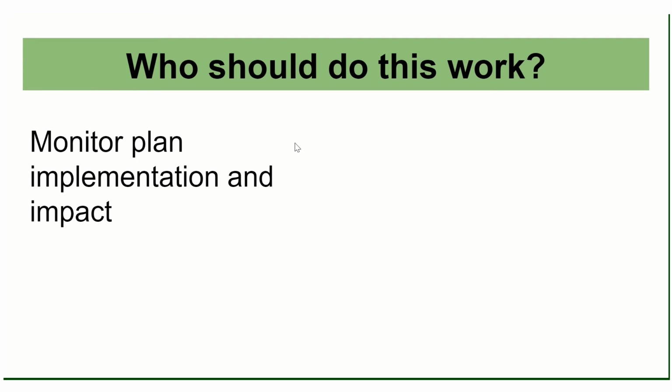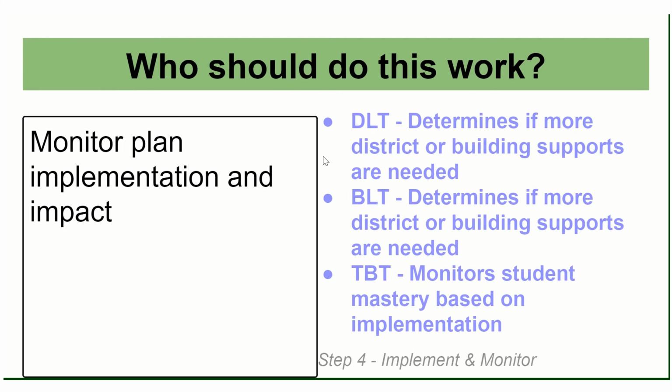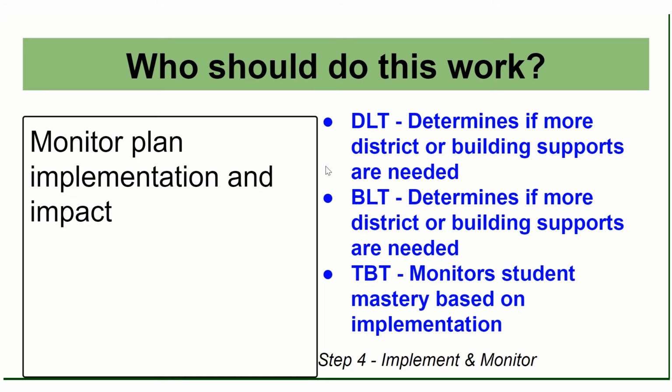Monitor the plan, implementation, and impact. There's a theme, did you notice? The DLT determines if more district or building supports are needed. The BLT determines if more district or building supports are needed. The TBT monitors student mastery based on implementation. So from student mastery, that might go up to the BLT, and they might decide a TBT needed more supports. If the BLT can't provide those, that's when the district gets involved and helps provide those supports.